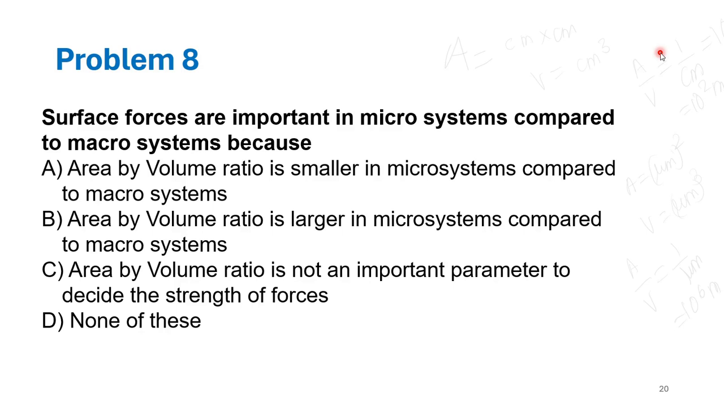Problem 8. Surface forces are important in microsystems compared to macrosystems because option A, area by volume ratio is smaller in microsystems compared to macrosystems. Option B, area by volume ratio is larger in microsystems compared to macrosystems. Option C, area by volume ratio is not an important parameter to decide the strength of forces. Option D, none of those.